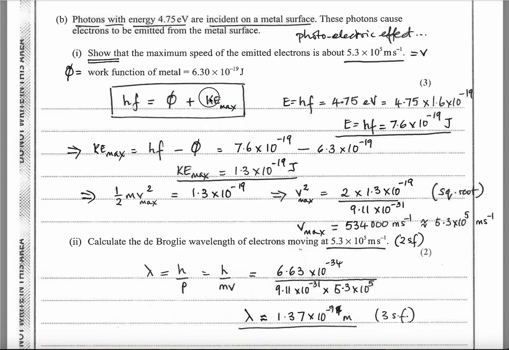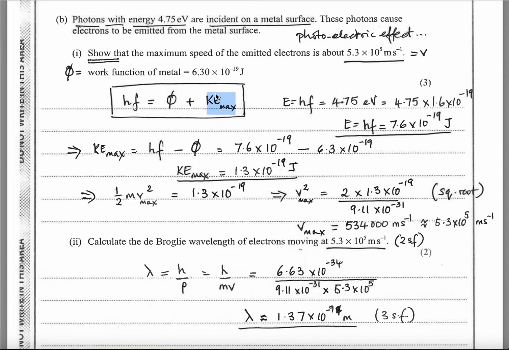The emitted electrons will have maximum kinetic energy, and the electrons closest to the surface will need a minimum amount of this much energy. This time they're giving it in joules, so they want you to be able to convert it into joules, or vice versa, into electron volts. Show that the maximum speed of the emitted electrons is about 5.3. So you've got to prove it's 5.3. You don't use this value; you get this value and show that your answer is 5.3 times 10 to the 5 meters per second.